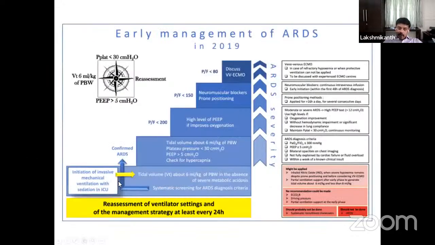So as we can summarize, whenever you put a patient on a ventilator, if a confirmation of ARDS is done, always maintain a tidal volume of 6 ml per kg, plateau pressure of less than 30, PEEP of more than 5, but determine it based on the compliance. Check for hypercapnia, and use a higher level of PEEP if oxygenation is still low. Go for a neuromuscular blockade and prone positioning, and if still nothing is improving, then you can try ECMO. This is the most practical way in which you can treat ARDS.